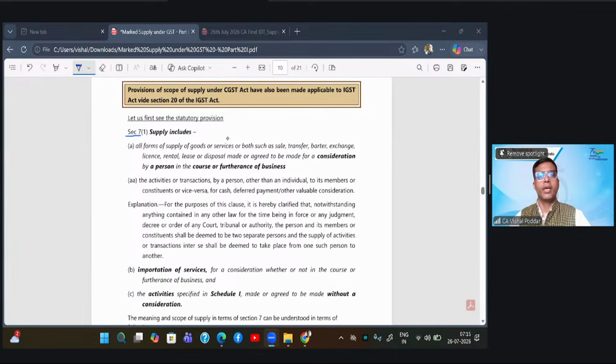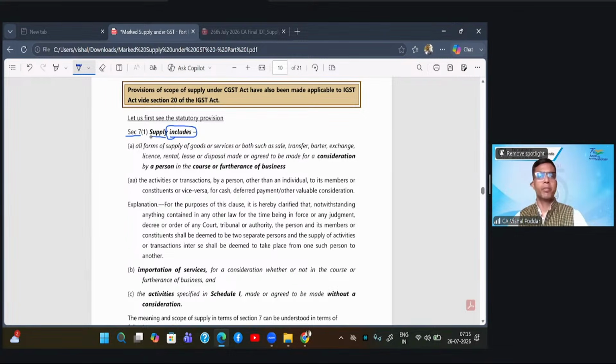Now, after dealing with that, we come to what is supply as per the main part of section 7, that is section 7(1). Interestingly, supply is defined as "supply includes". Now, students, since you are at the final level, you should also work on the interpretation of statutes.